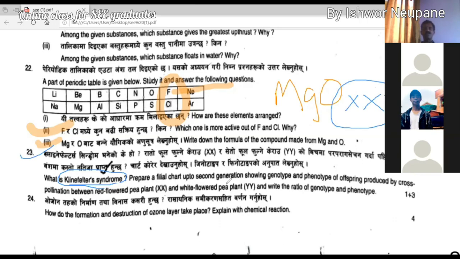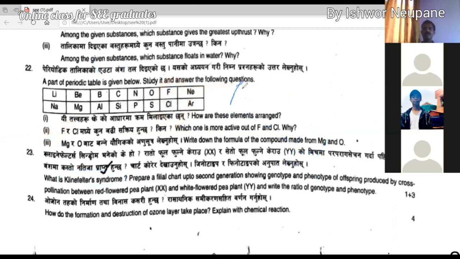Prepare a filial chart of the second generation showing genotype and phenotype of offspring produced by cross-pollination between the red flowered pea plant and white flowered pea plant up to F2. You do this XX and YY. When you do the cross, in the first generation, all will be XY. And again, if you do, then you will get 3 red flowering, 1 white flowering. So, could you remember the phenotype and genotype in the second filial generation?